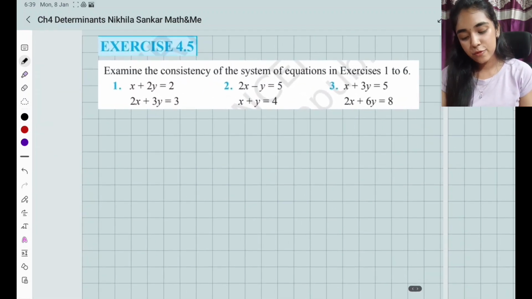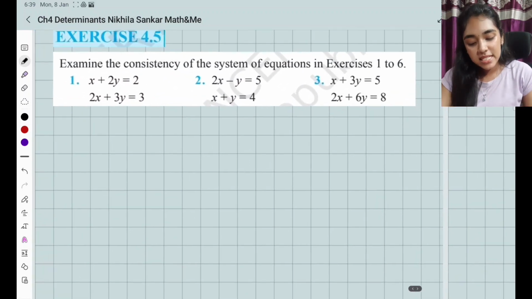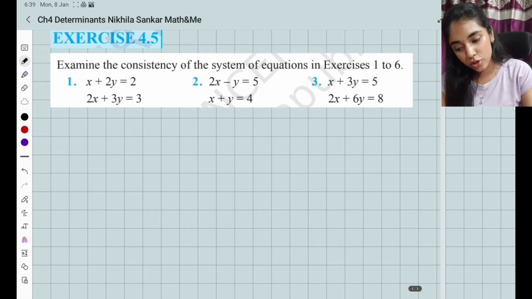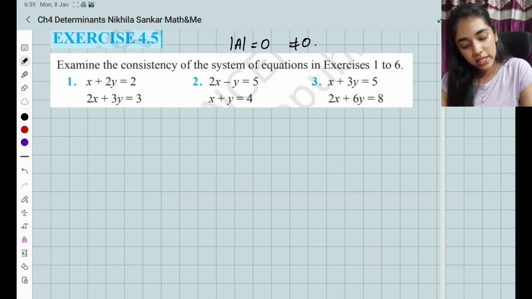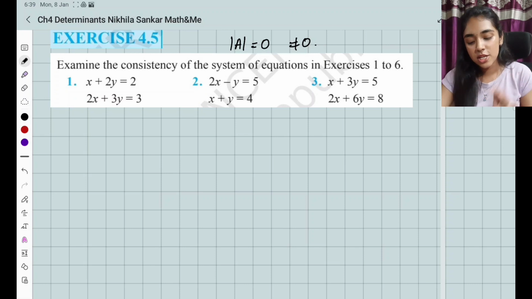Moving on to exercise 4.5. Examine the consistency of the equations. Consistency na enna artham? You have to find out the determinant of A. Idu 0 ah irka illa not equal to 0 ah irka nu check pananum. Okay? So this is the consistency.